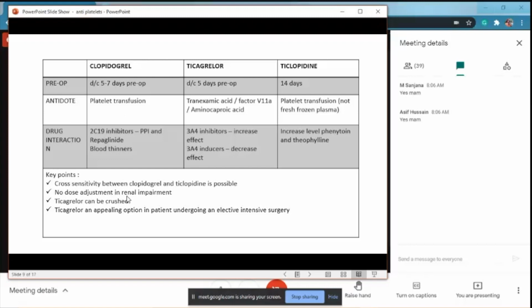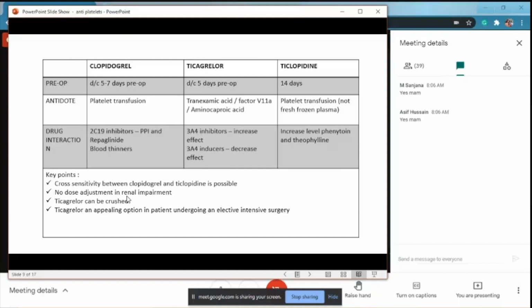Ticagrelor, we just have to discontinue 5 days before operation or surgery. Ticlopidine, again, if you see here, we have to discontinue it 14 days before the surgery. So as you can see here, in terms of ADRs and monitoring, everything, it's pretty much difficult to maintain.